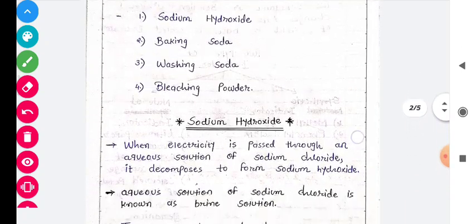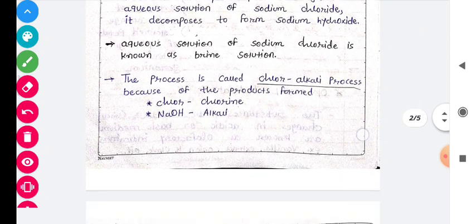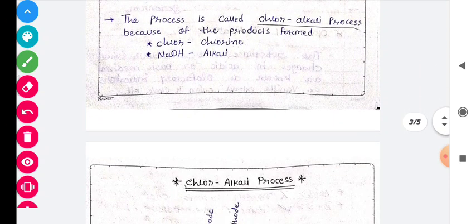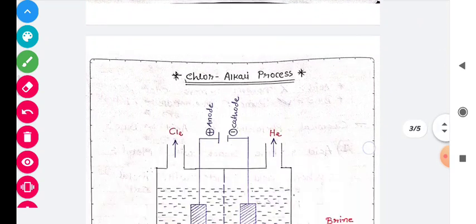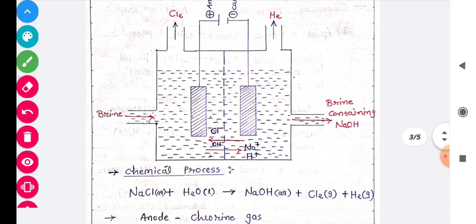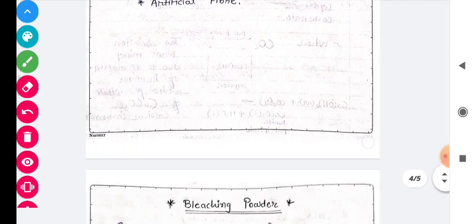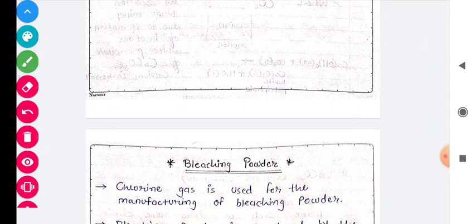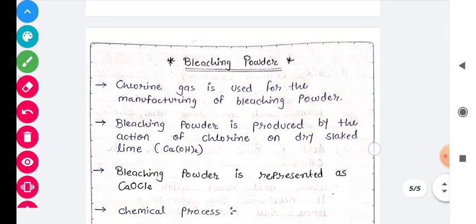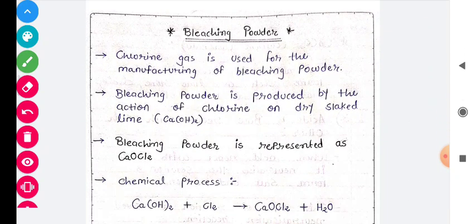We have some discussion regarding the formation of sodium hydroxide, which is the another name for this sodium hydroxide manufacturing process, which is known as chloralkali process. The understanding of this figure, then after chemical process and utilization of the three products. So here sodium hydroxide explanation is ended. Now moving to the another kind of salt, which is a bleaching powder.